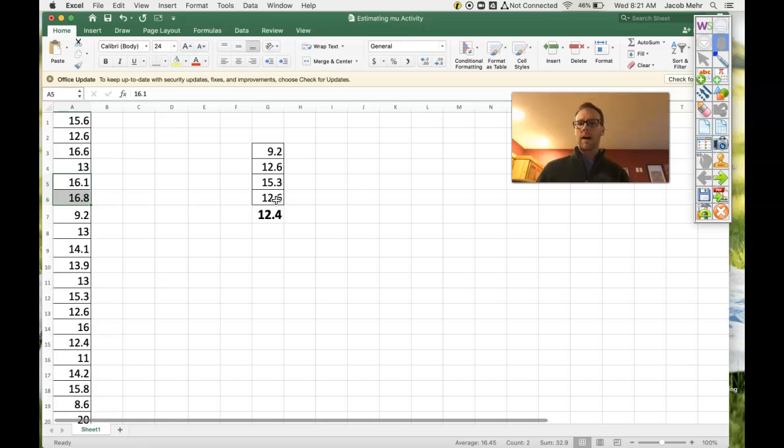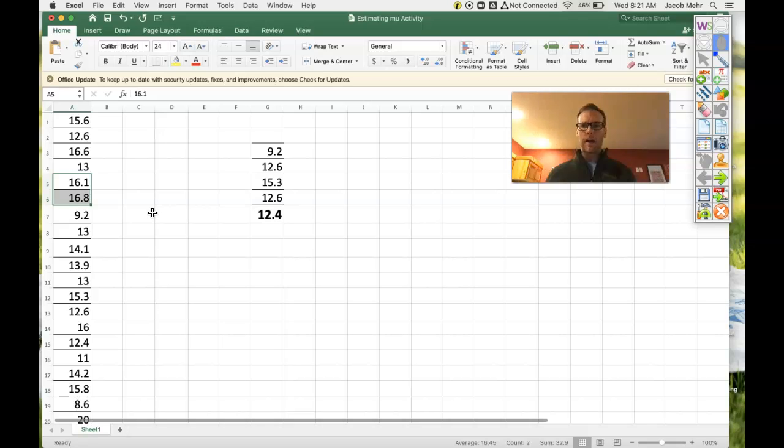So this is our concept. We've got a population. We're going to take a sample, and we're going to find the mean of that sample, and that's X bar. And X bar is our estimate of the population mean mu. That's the concept.